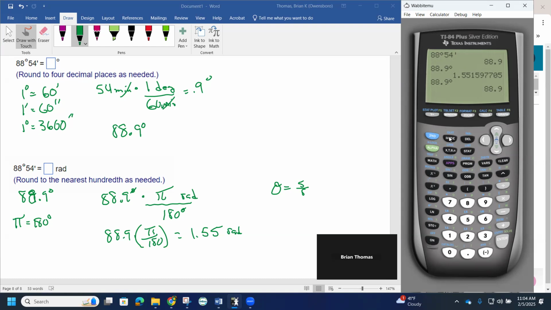So 1.55 sounds reasonable because we kind of knew that 1.57 radians is 90 degrees. So it kind of checks out using estimation.